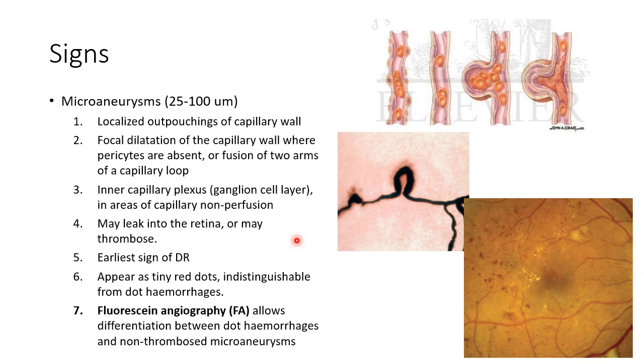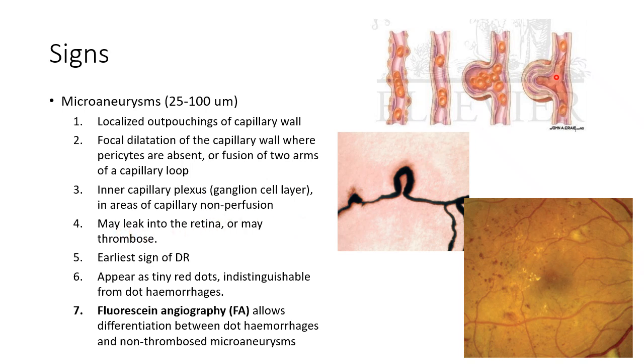Inner capillary plexus, in areas of capillary non-perfusion, this is where it is localized. So microaneurysms are seen in the inner capillary plexus, which in turn is located in the ganglion cell layer, and it is situated in areas of capillary non-perfusion, the CNP areas, as they are known, of the retina.